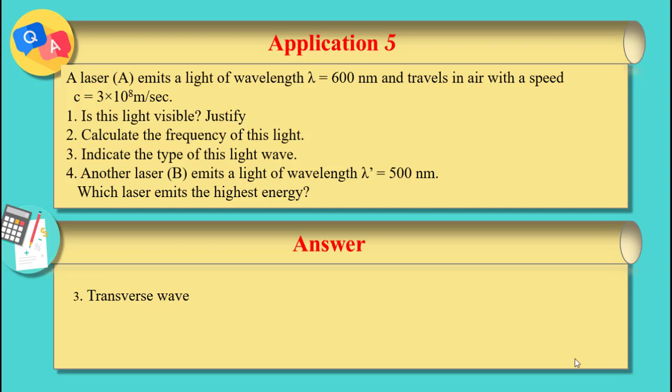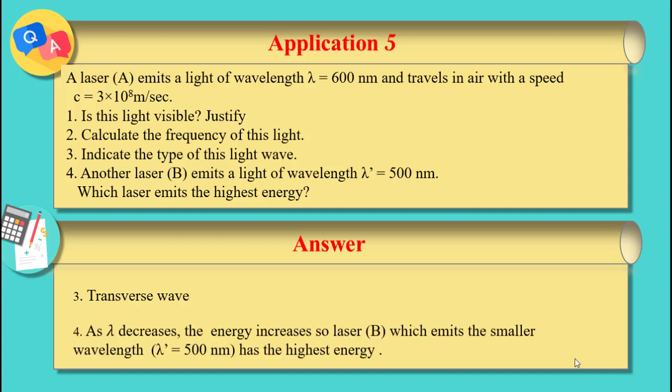Another laser B emits a light of wavelength lambda prime is equal to 500 nanometer. Which laser emits the highest energy? We have said that the energy depends on the frequency. The higher the frequency, the higher the energy. As lambda decreases, the energy increases, so laser B, which emits the smaller wavelength lambda prime equal 500 nanometer, has the highest energy, since the higher the frequency, the shorter the wavelength.